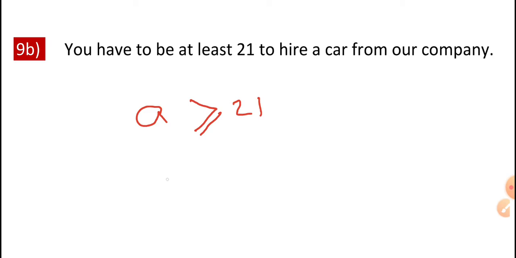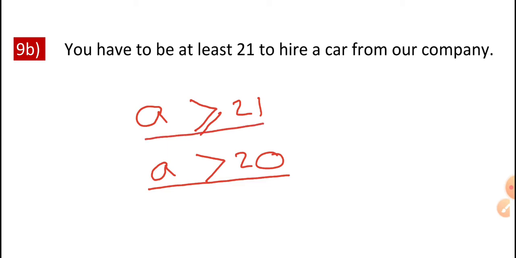I suppose we could have also said A has to be greater than 20. So with this example, when I'm saying A has to be greater than 20, you can't be 20 years old and hire the car. You have to be over 20, so the youngest you could be is 21. And here we're saying you have to be 21 or over. 21 years or over.